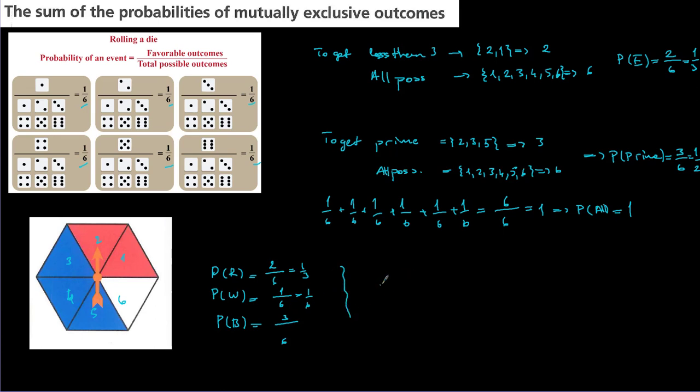And at the end, again, when you add 2 over 6 plus 1 over 6 and 3 over 6, it's going to be equal to 6 over 6, which is equal to 1 again. So the sum of all possible mutually exclusive events is going to be equal to 1.